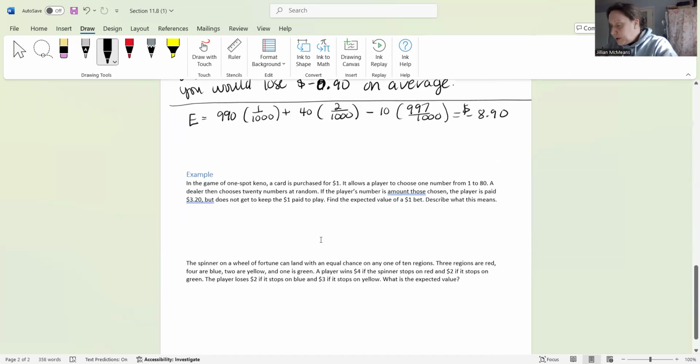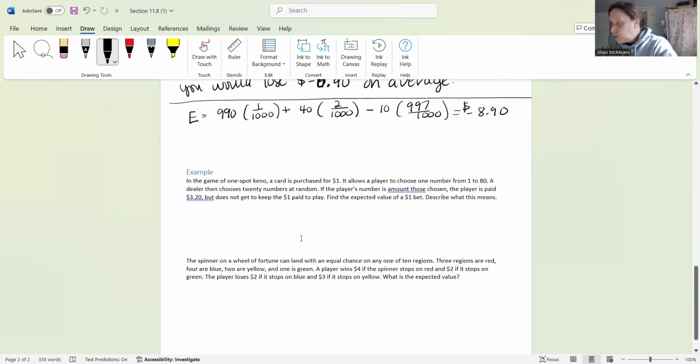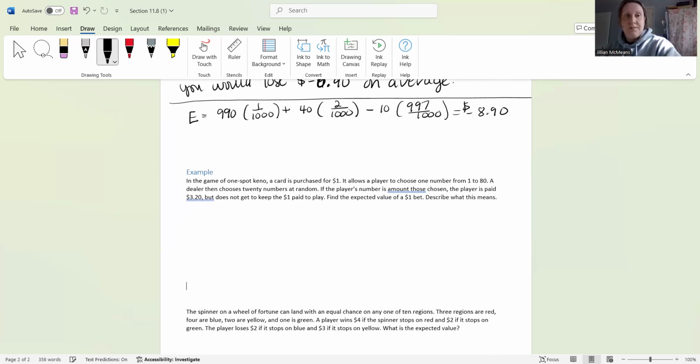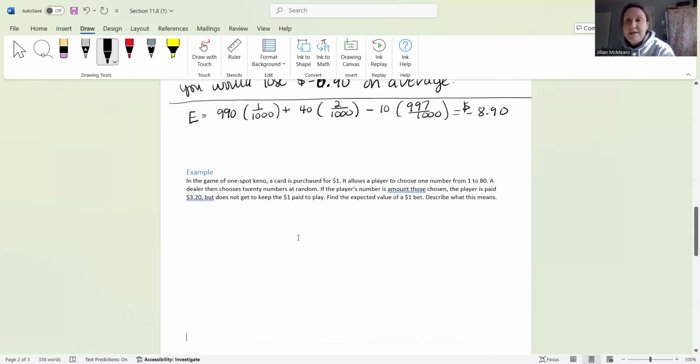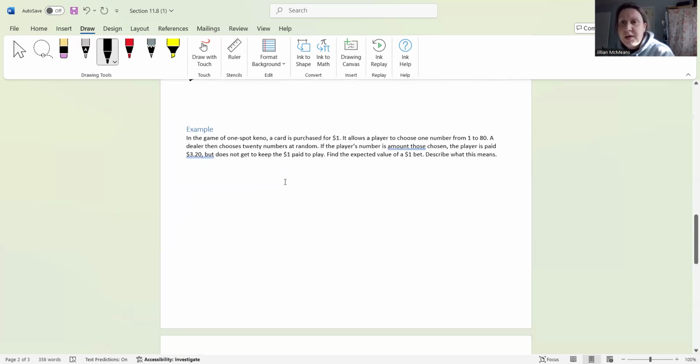All right. Do we want to do both of these? Let's definitely do this second one. Okay? So the next example is kind of another game of chance. All right. And you should be semi-familiar with Keno if you've ever watched National Lampoon's Vegas Vacation. They play Keno at the end. But anyway, if you don't know what that is, don't worry about it.